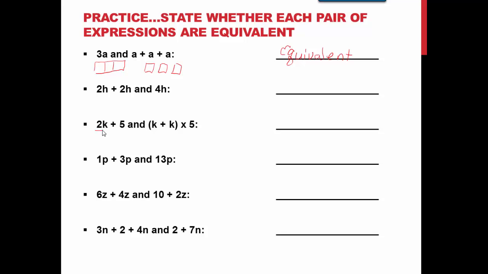Now let's look at 2k plus 5 and k plus k multiplied by 5. Are they the same? You can draw them out. We have 2k's plus we have 5. Here we have 2k's multiplied by 5. Are they equivalent? No, they're not equivalent. One is addition, one is multiplication. Go ahead and finish and check with the substitute on page 233.